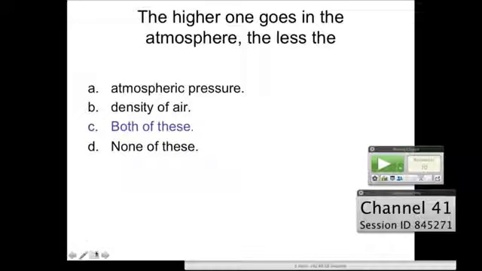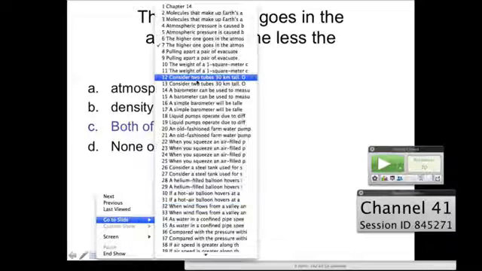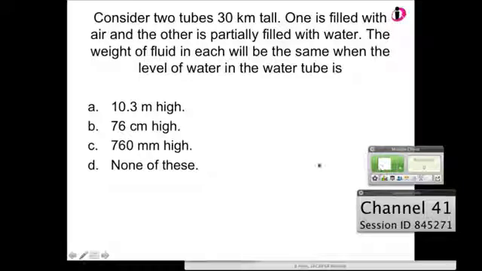Questions? All right, consider two tubes then, one filled with air and one filled with water. When will the weights of those two fluids, the air and the water, be the same? What will the height of that water column be?